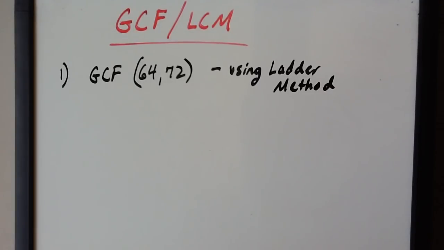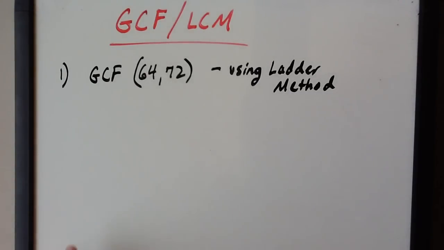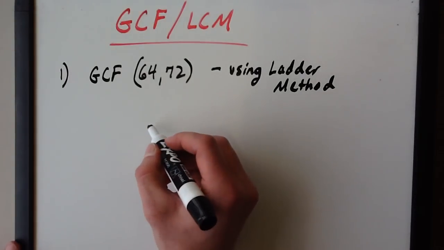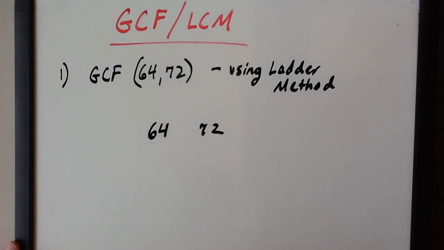Okay, in this video we'll learn how to find the GCF, the greatest common factor, and the LCM, the least common multiple. And the strategy that we'll use is the ladder method. So first, number one, we want the GCF of these two numbers, 64 and 72. Okay, so first write those numbers, 64 and 72. Write them side by side and then draw an L for ladder.